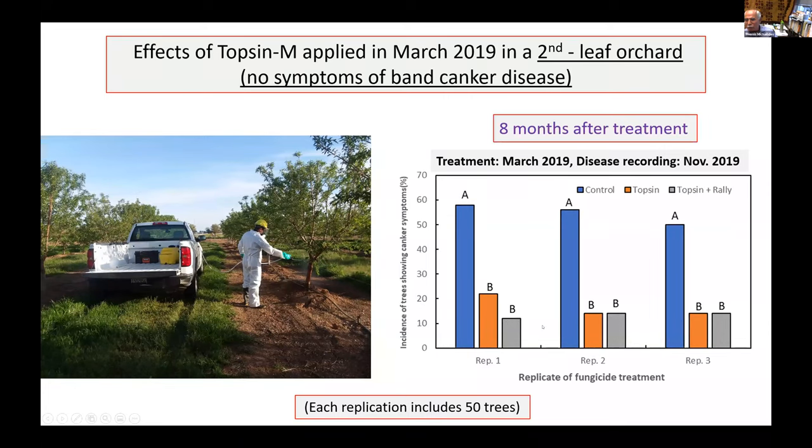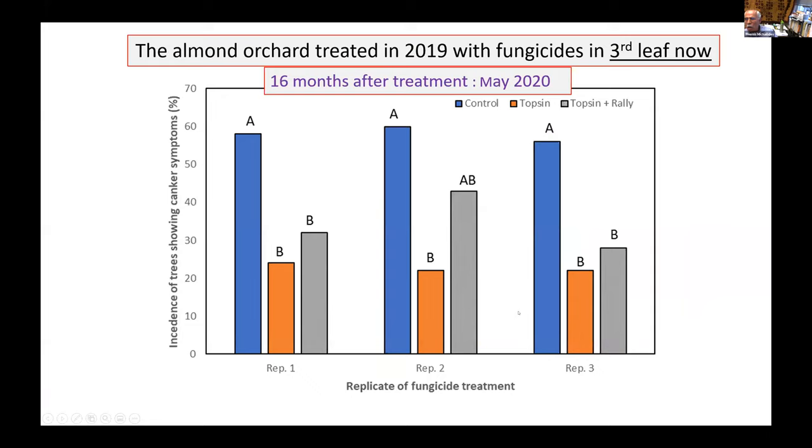We went back 16 months later, in May 2020, and we found a little bit of an increase of band canker symptoms in the treated trees, and a lot more increase in the untreated, as you can see here. This indicated to us that perhaps a second application in the following year, in early spring, was necessary.